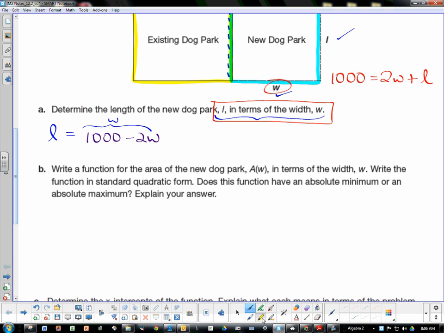Part B says, write a function for the area of the new dog park, A of W. So they're giving it a function name right there, A of W, in terms of W. And then write the function in a standard quadratic form. Does this function have an absolute minimum or an absolute maximum? And explain your answer. Okay, so we need A of W equals something. And over here, you know there's going to be a W. So take a moment.